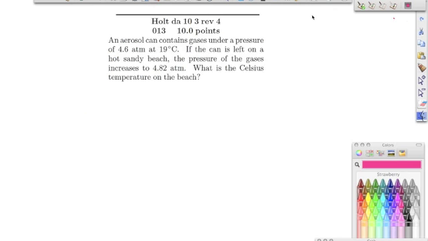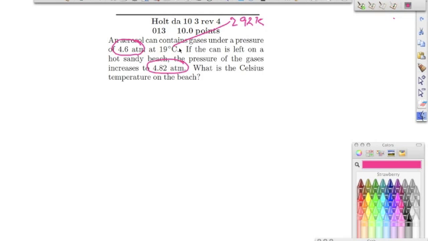Alright, moving on to number 13. It says an aerosol can contains gas under pressure of 4.6 atmospheres at a temperature of 19 degrees Celsius. Now we've got to change that to Kelvin. So we go ahead and add 273, and that temperature is now 292 Kelvin. It says if the can is left on a hot sandy beach and the pressure of the gas increases to 4.82 atmospheres, what is the Celsius temperature of the beach?